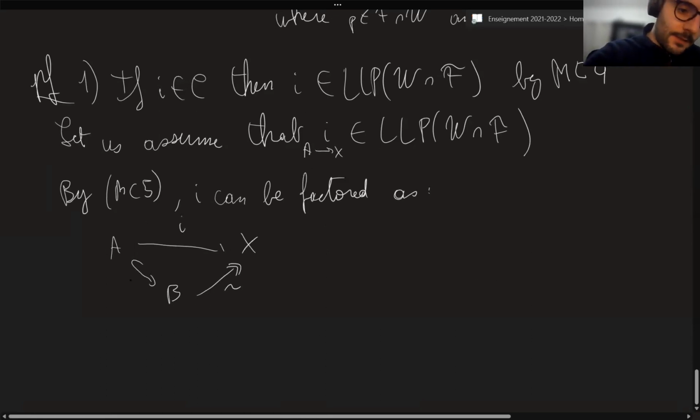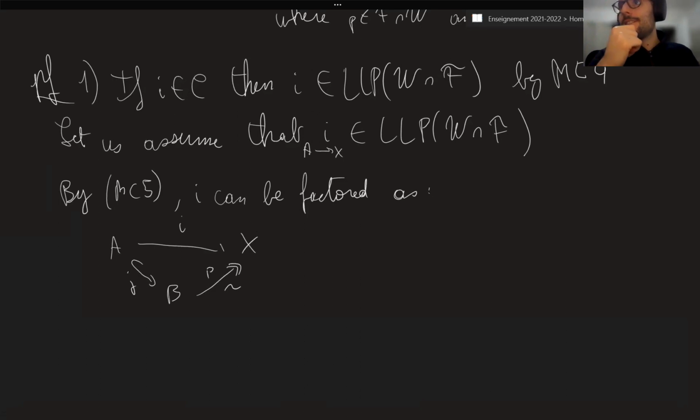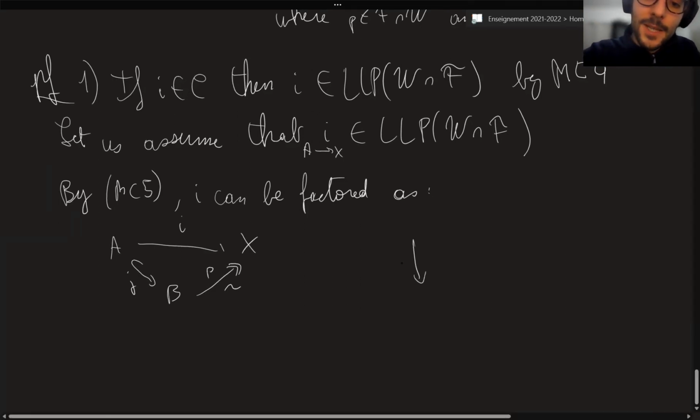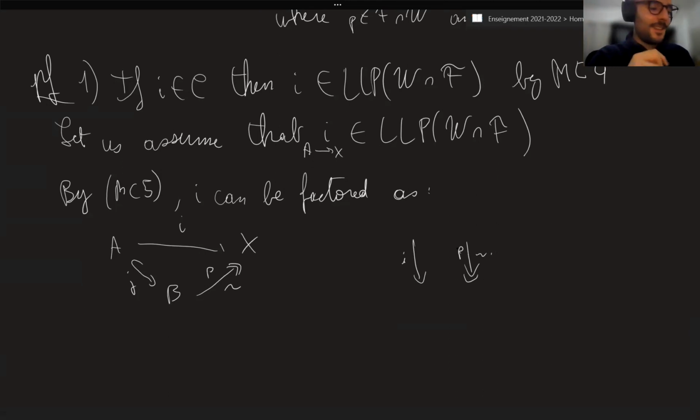This is I, this is J, and this is P. Okay. So it would be great if we could find a commutative square where I is here and P is here, because then we can apply our hypothesis. But I has the left lifting property with respect to P. Bon. Can we find something like that?